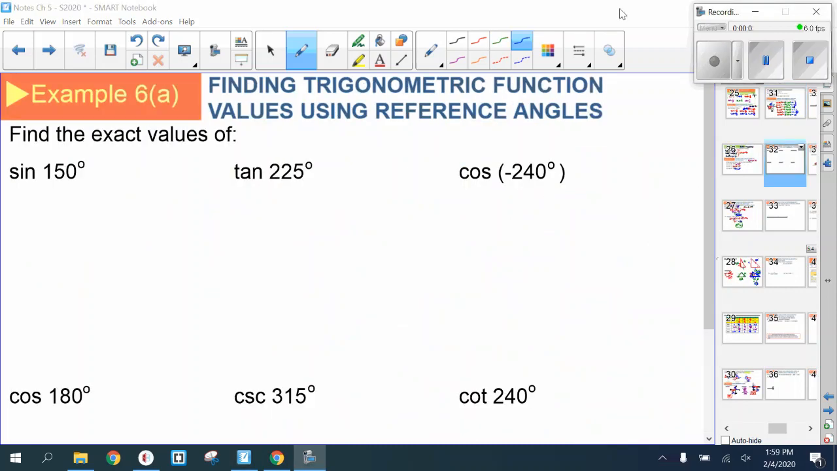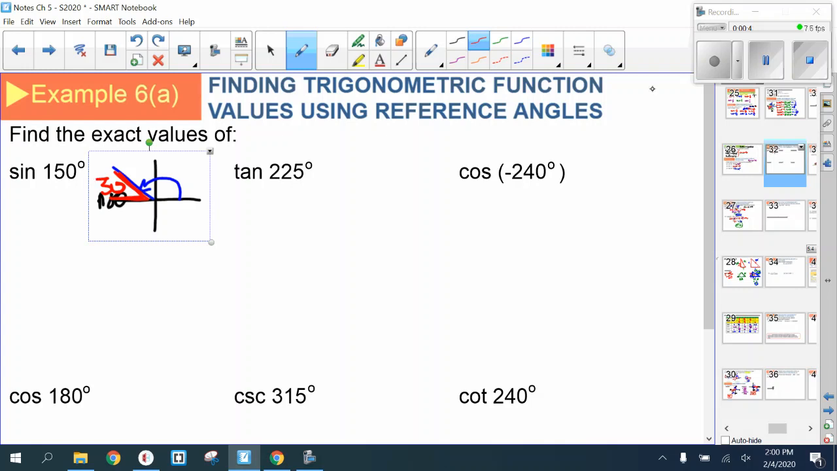Example 6, find the exact values of these things. So sine 150 to start with. I think what you want to do is you want to draw it. Just imagine where this is. And so I know 180 is right there. 150 is going to put me in the second quadrant. The reason I'm drawing it is because I want that reference angle. That reference angle is how far away from the x-axis we are. So you look at it and you say, how far away is 150 from 180? You should be able to do that in your head and figure out that that's 30 away. All right, so that's your reference angle is 30.